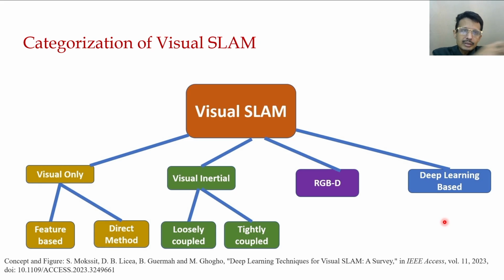Now we try to understand different types of visual SLAM. So visual SLAM, we can say that it is visual only, which is feature based and direct method; visual inertial, that is loosely coupled and tightly coupled; RGB-D, that is RGB camera with depth map; and deep learning based. These are the different visual SLAMs.